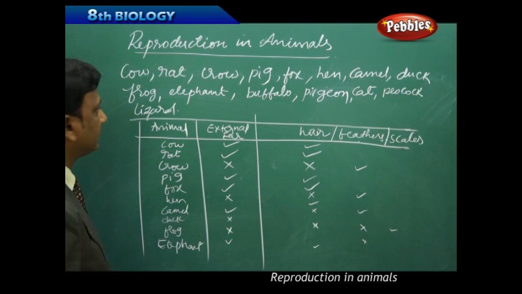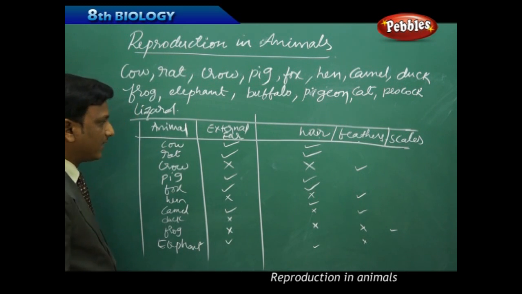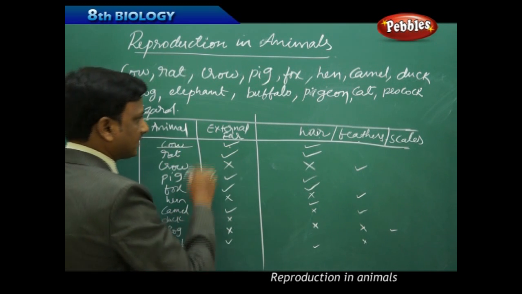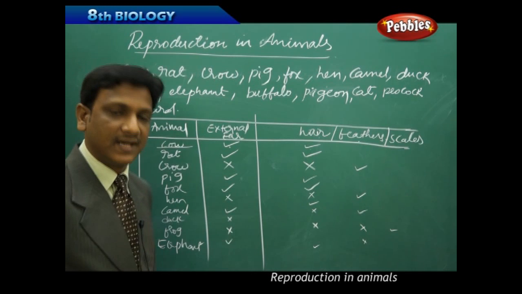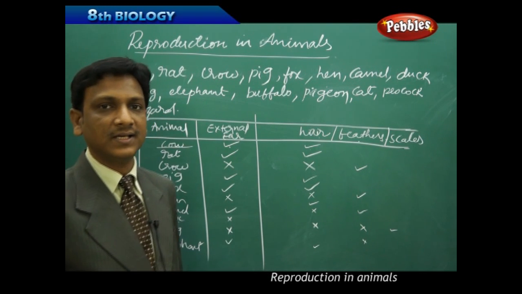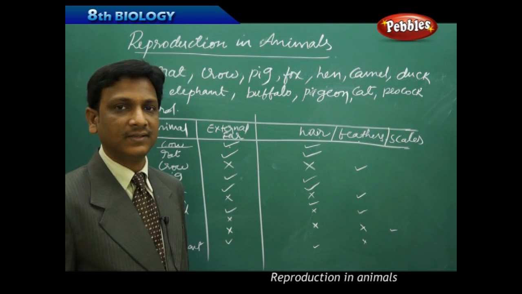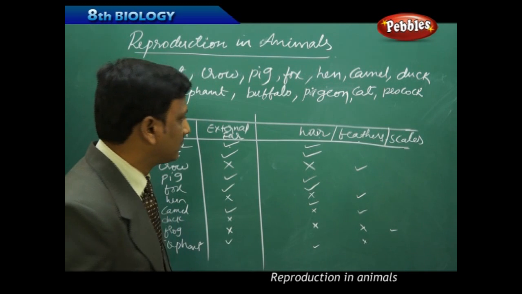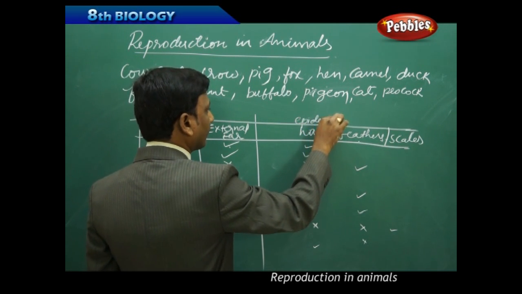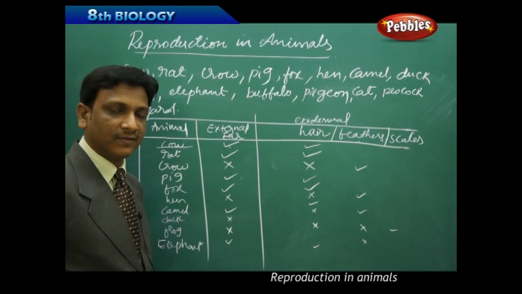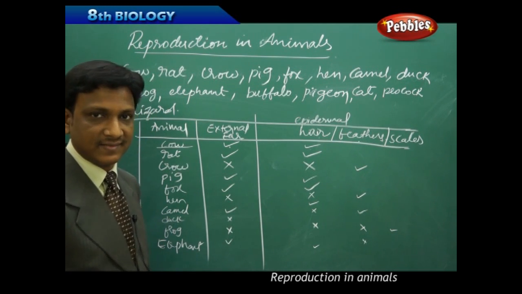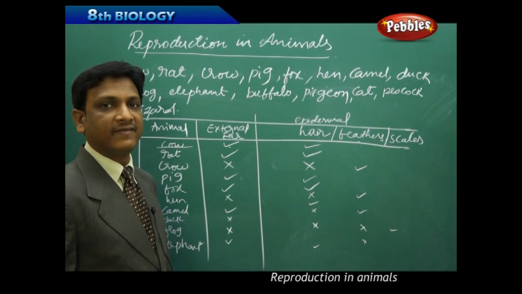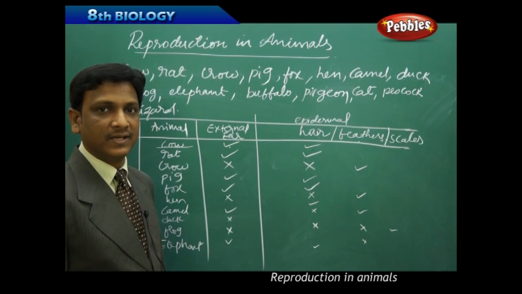Even for buffalo, pigeon, cat, peacock, if you observe, we can find it like this. So we have sorted out some of the animals. What can we observe here? The animals that have external ear have hairs and they give birth to the young ones. From this table, we can understand that the animals that give birth to the young ones have certain characteristic features like external ear and epidermal hairs, the hairs on their skin. Hair on the epidermis and external ear are the features of the animals which give birth to the young ones. Whereas the animals that lay eggs have either feathers or scales and they do not have any external ear. That is the characteristic feature observed in egg laying animals.